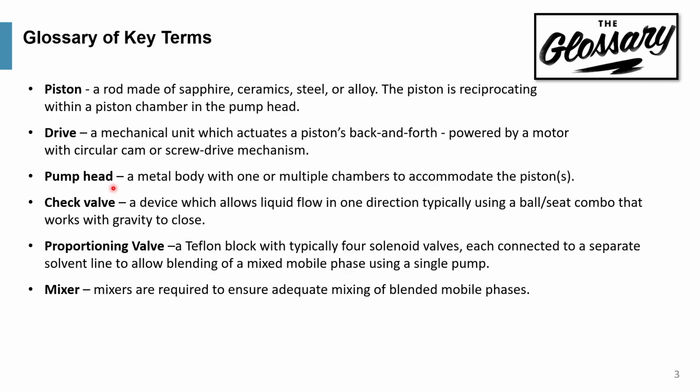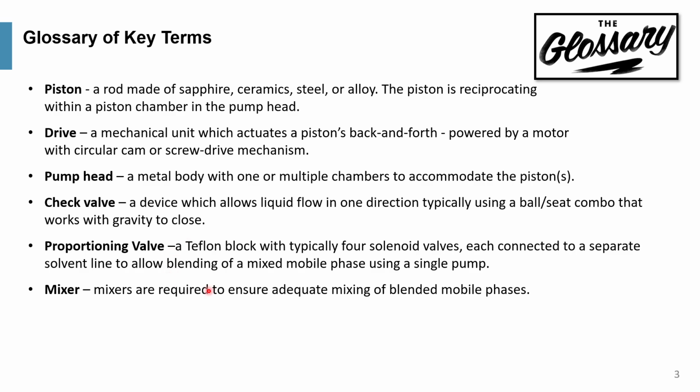If you have an analog pump, you need a circular cam, and a lot of them are driven by a screw drive mechanism. A pump has a metal body, typically stainless steel 316, with one or more multiple chambers to accommodate the piston and check valve, etc. A check valve is a device which allows liquid to flow in one direction, typically using a bore and seat combination arrangement that works with gravity to close and to open.